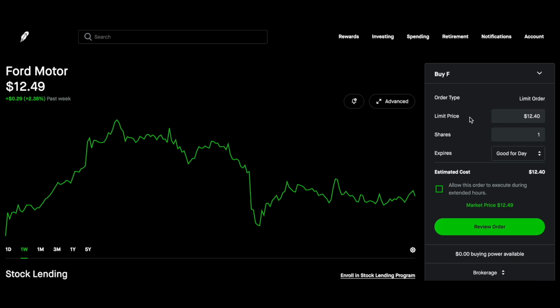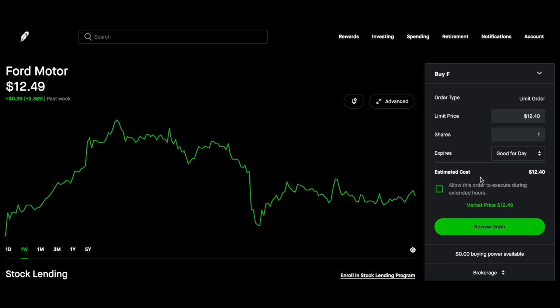Because it's a limit order, this time it means that when we click review order and submit, it won't go through unless the price drops to $12.40 or less. Now, I say less because in some cases you'll get really lucky and the price will jump a few cents lower than the limit price that you set, and your order to buy will be executed at an even better price.